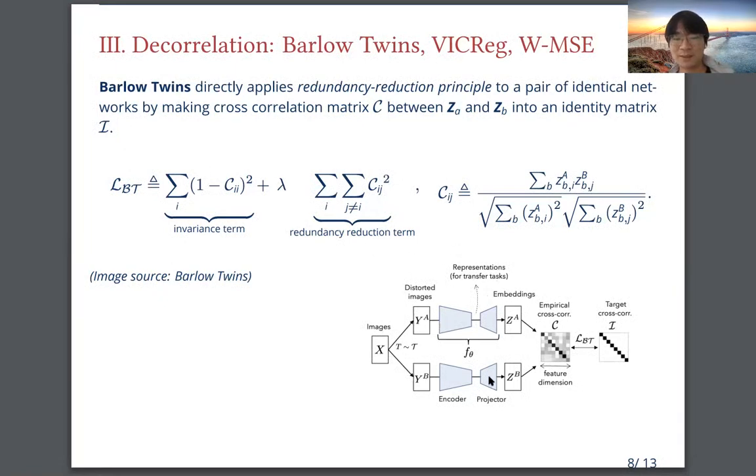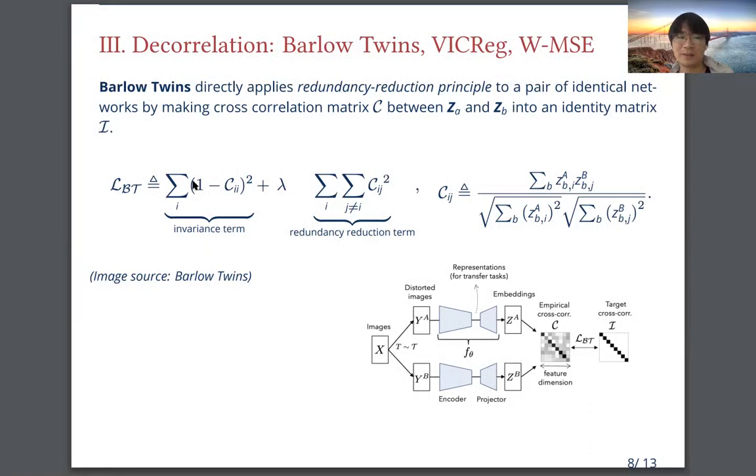What they want to do is just like this figure. First, they get the embeddings Z_A and Z_B, just like previous work, and then they get the cross-correlation matrix. The loss tries to make the cross-correlation matrix into the identity matrix. Which means they try to decorrelate the dimensions, each dimension in the representation.